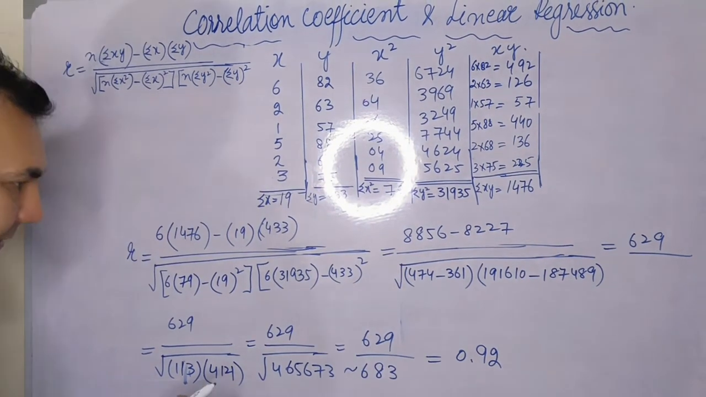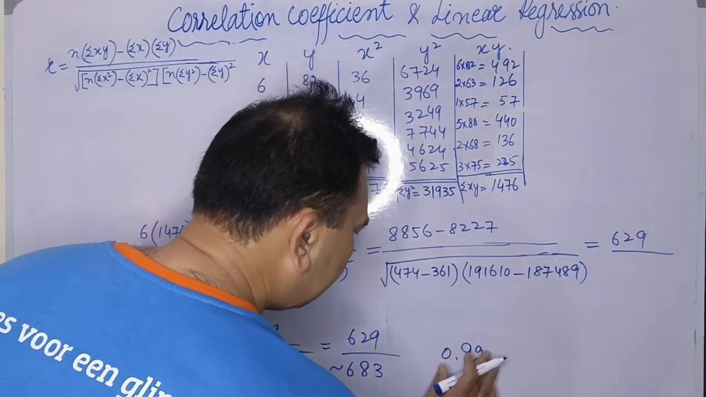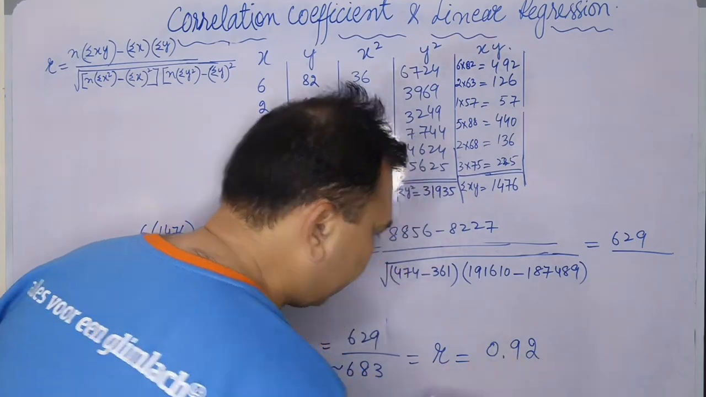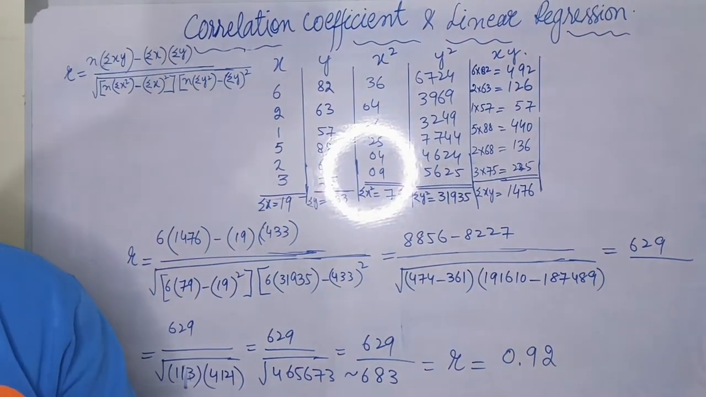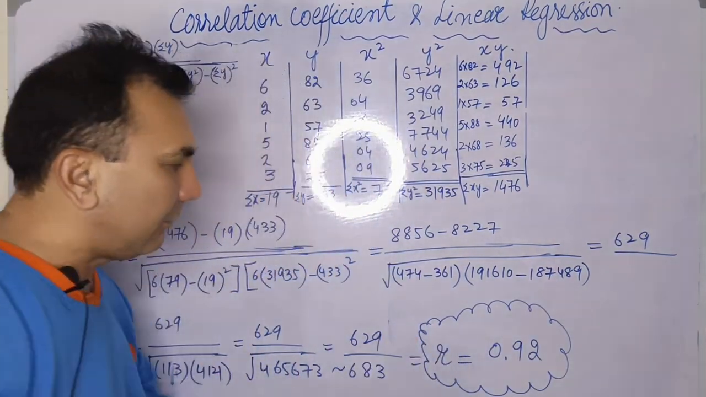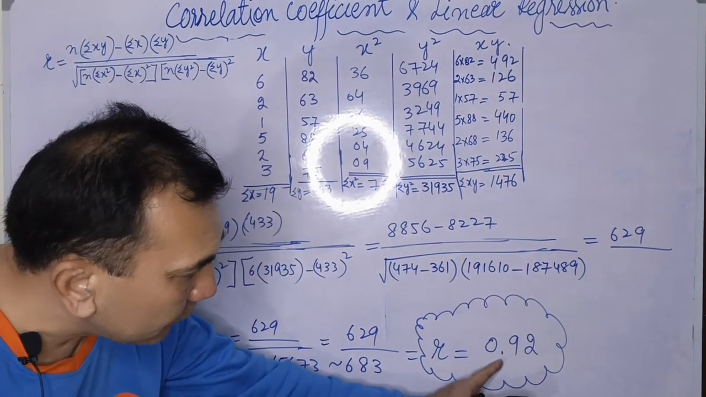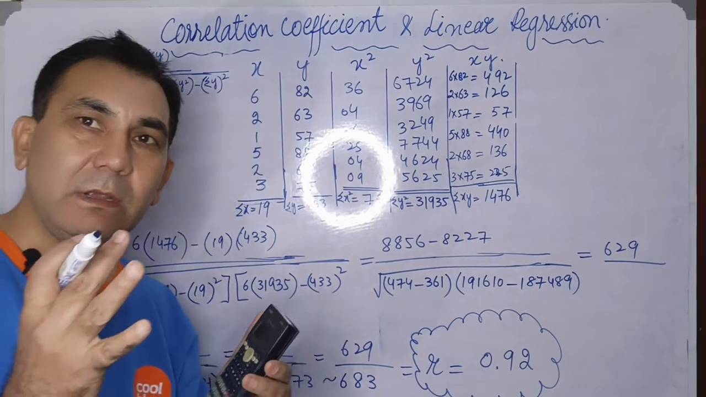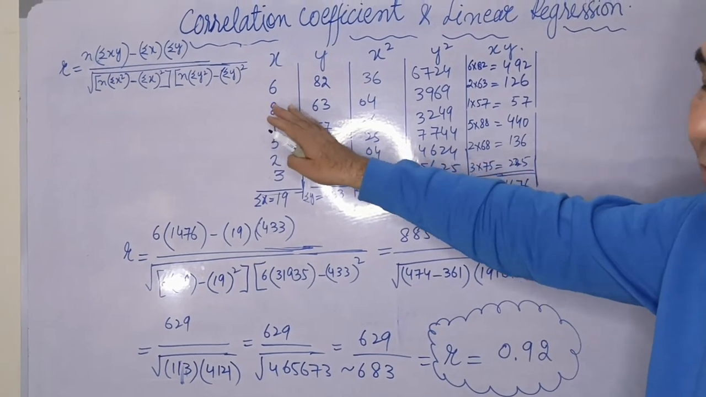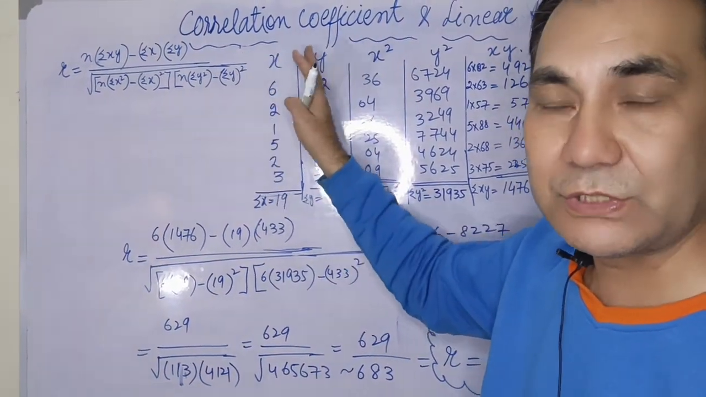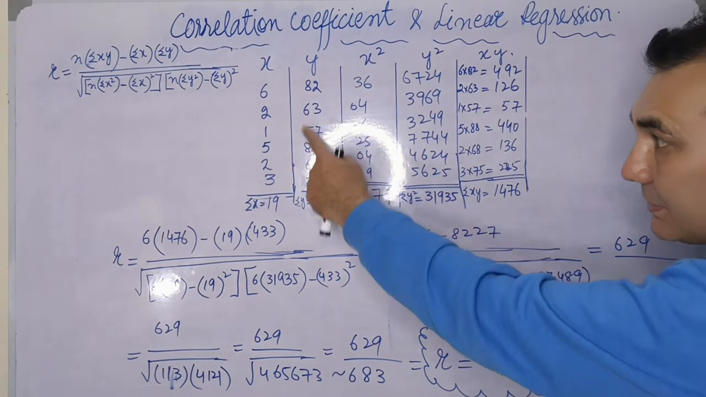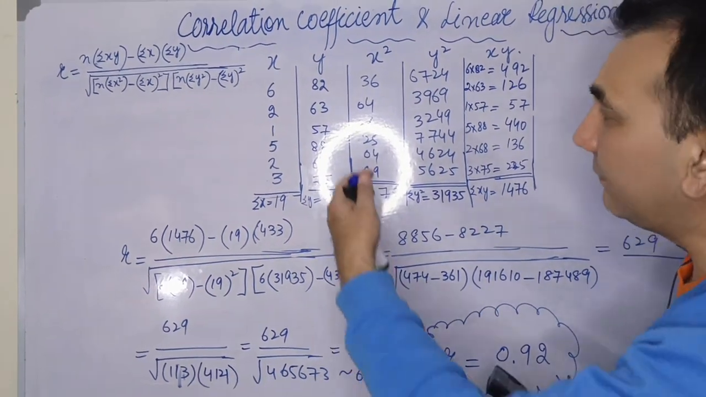Now the value of r comes up with 0.92. This is the answer, r is the correlation coefficient. Now 0.92 is a positive result. So it is a strong positive relationship between the study hours and the score, the GPA. It means the more hours students spend studying, the better score they will get.